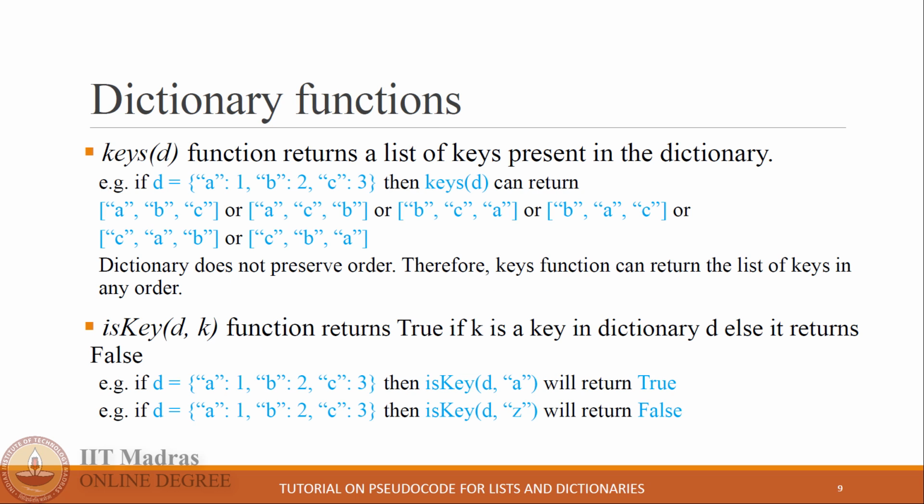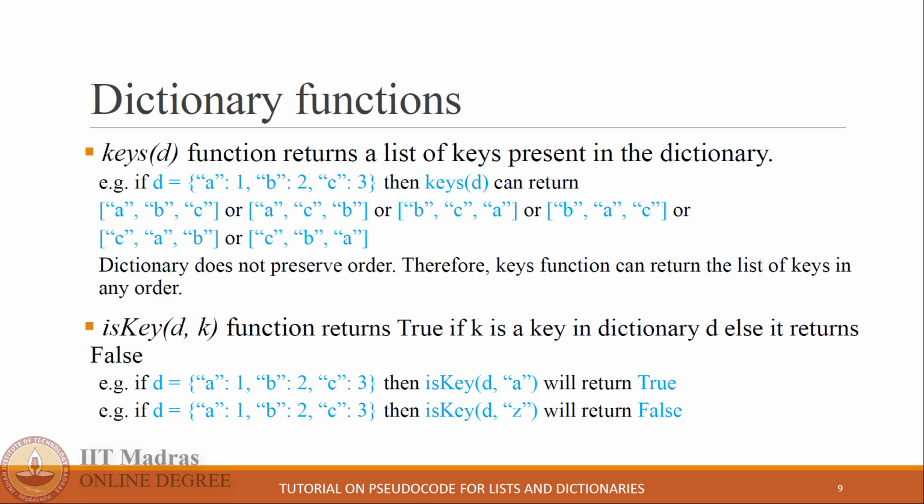Now let's see the dictionary functions. Dictionary has two important functions, keys and isKey. Keys function returns the list of keys present in the dictionary. For example, if D is equal to A:1, B:2, C:3, then keys of D can return ABC or ACB or BCA or BAC or CAB or CBA because dictionary does not preserve order. Therefore, keys function can return the list of keys in any order. Hence, there is no way to predict exactly in which order this keys function will return the list of keys.